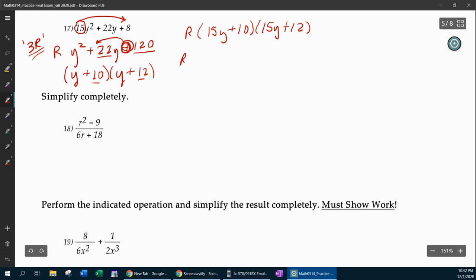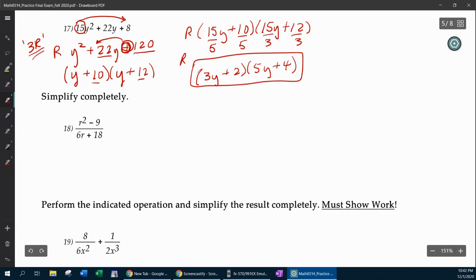And the third R is reduce. So in the first set of parentheses, I can reduce by 5. In the second set of parentheses, I can reduce by 3. And that's going to give me a final answer of 3y plus 2 and 5y plus 4. Now remember, if you're not sure whether this is factored correctly or not, you can FOIL to check. You can FOIL this and make sure it gives you your problem back.